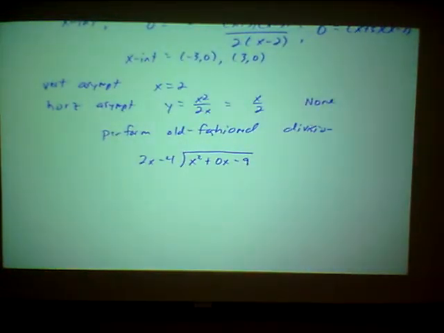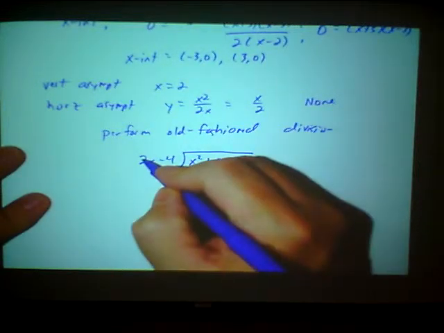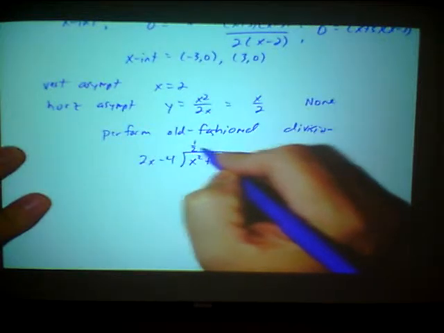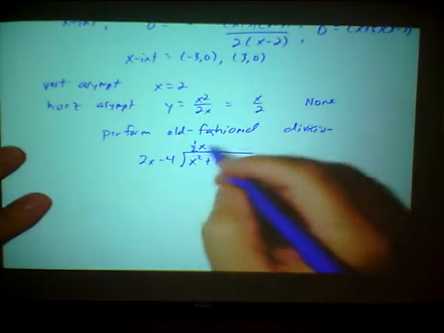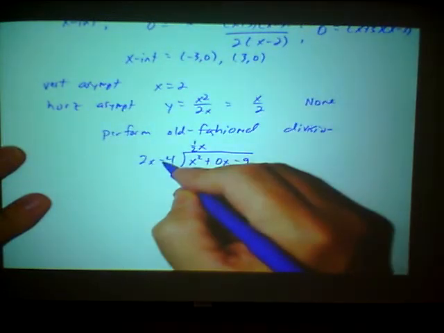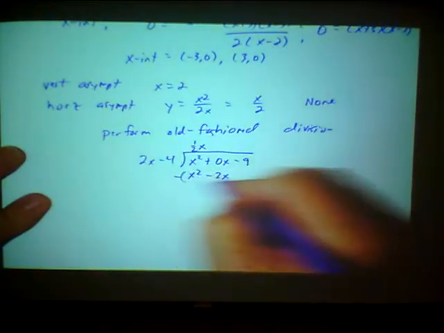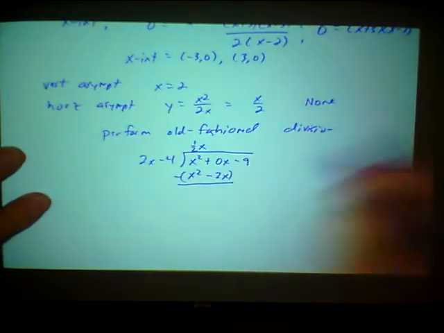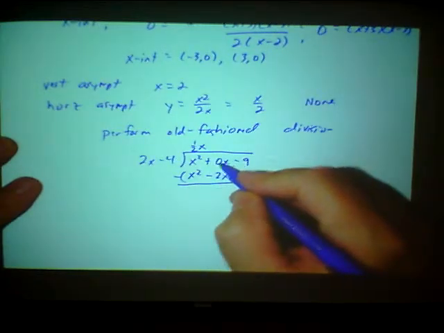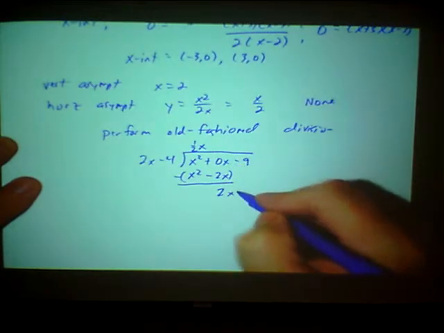So now, I look up here, what times 2x would equal x squared? 1/2 x. 1/2 x times 2x is x squared. 1/2 x times -4 is -2x. I subtract this, just like we used to do old-fashioned division. I get 0 here, and here I get 0x minus the -2x, which looks like 2x.